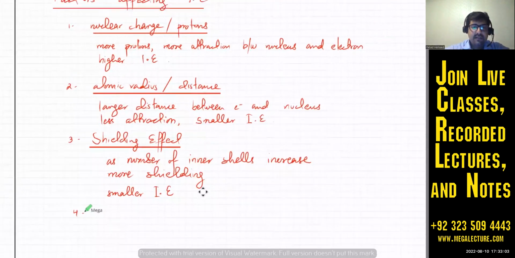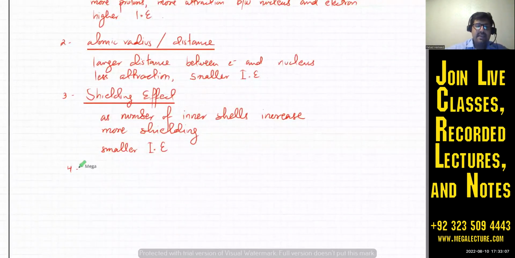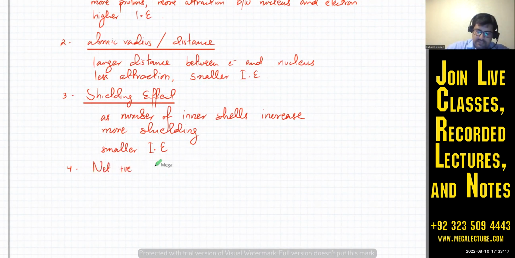अच्छा, shielding effect. अच्छा, fourth one. The fourth one is the net positive charge on the ion. As a net or overall positive charge on ion.